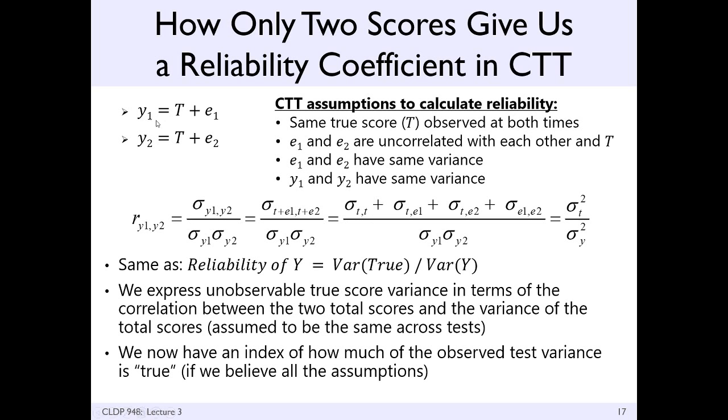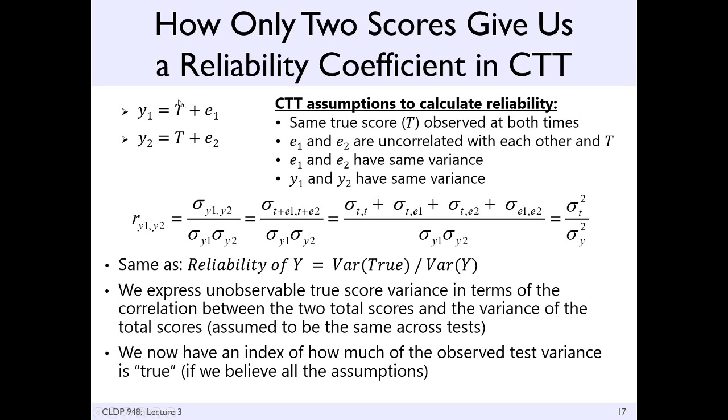If we write it from an item perspective, the first item here, y1, let's say it's their score on the first time they take the test, is a function of true score plus some amount of error. Likewise, the second time they take the test, in theory, it should be the same true score. The only thing that's changed is error.